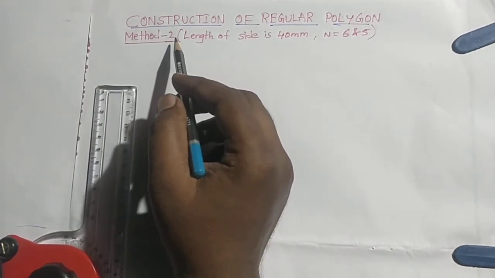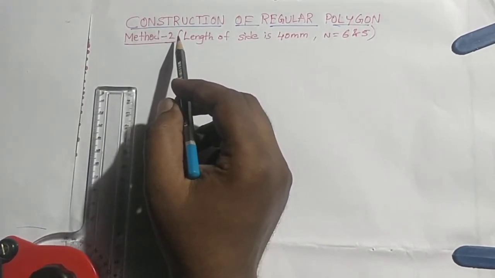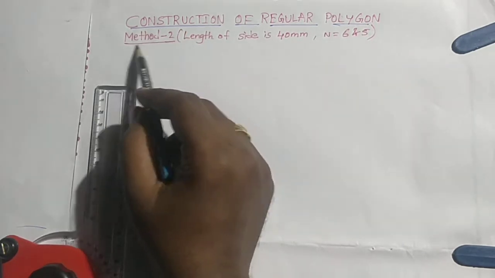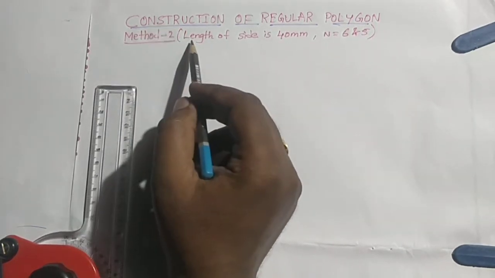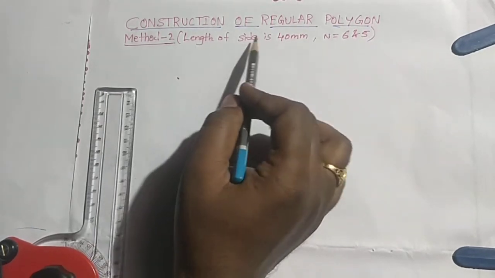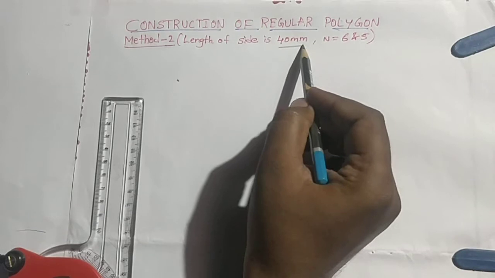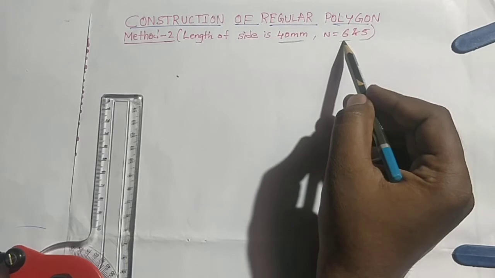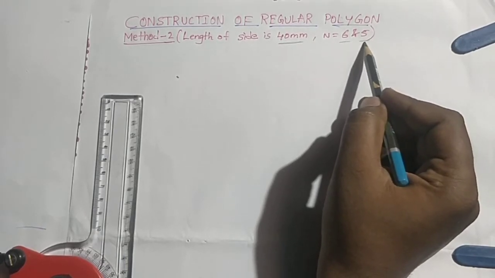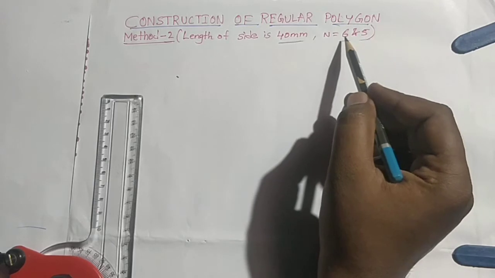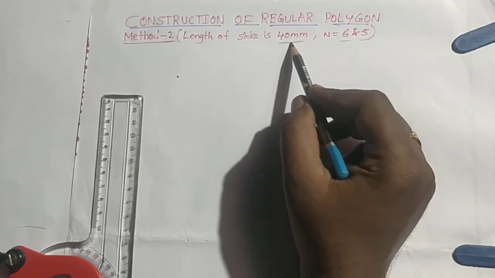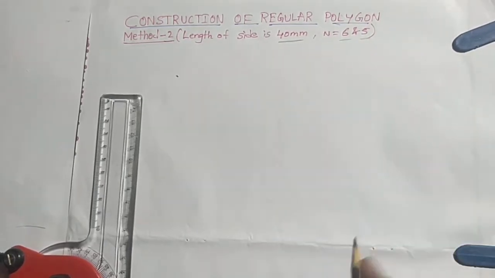Myself, Ramanjanailu. Today, I am going to explain how to draw the polygon by using method 2. In this, I have taken an example. The length of the side is 40 mm and the number of sides is 6 and 5. That is, 6 means hexagon and 5 means pentagon. In this session I am going to draw the hexagon and pentagon by using the side length 40 mm, that is by using method 2.